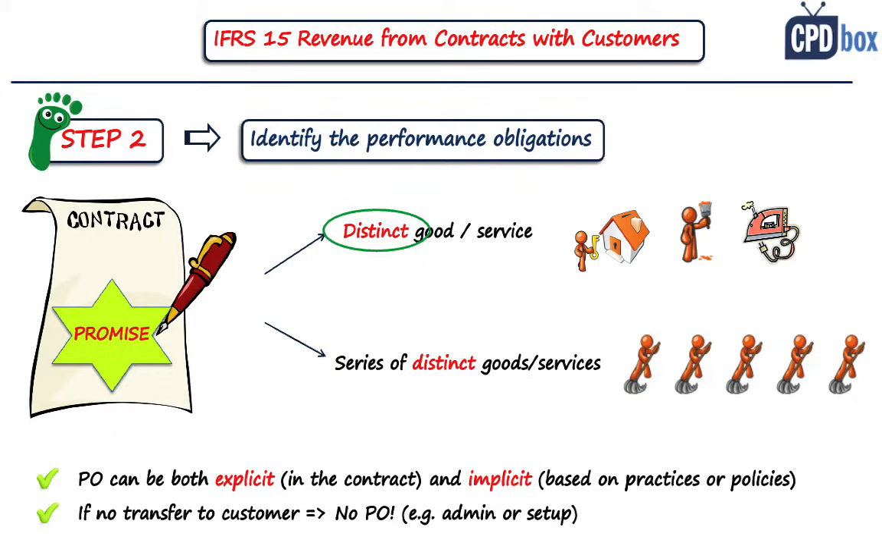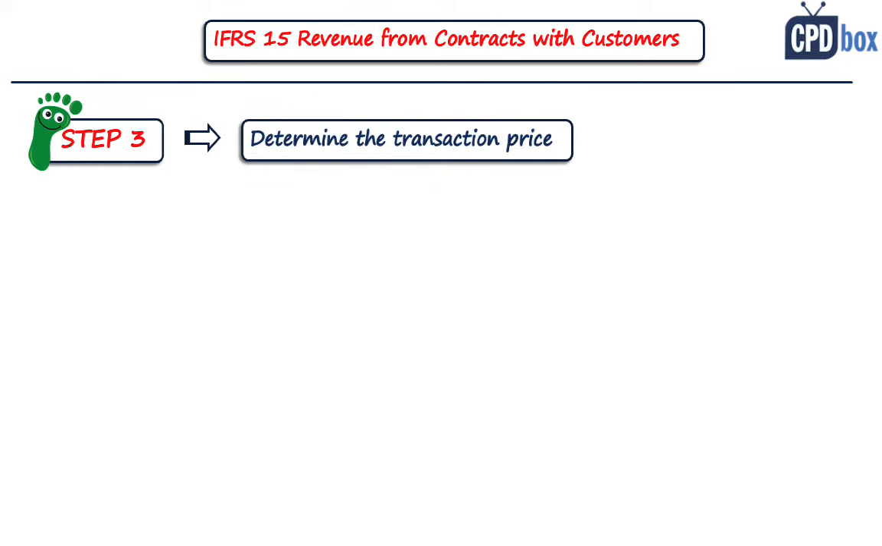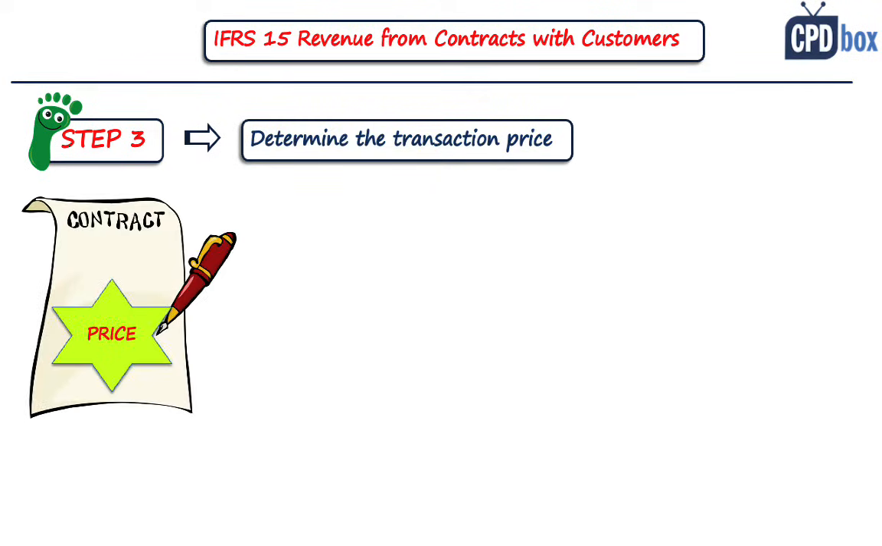And IFRS 15 then sets out the whole guidance about what's distinct and what's not distinct, plus some other considerations related to this topic. Step number 3 in the 5-step revenue recognition model is to determine the transaction price. But what is that? Basically, it's the expected amount of consideration that an entity has a right to receive under that contract for delivered goods or services.